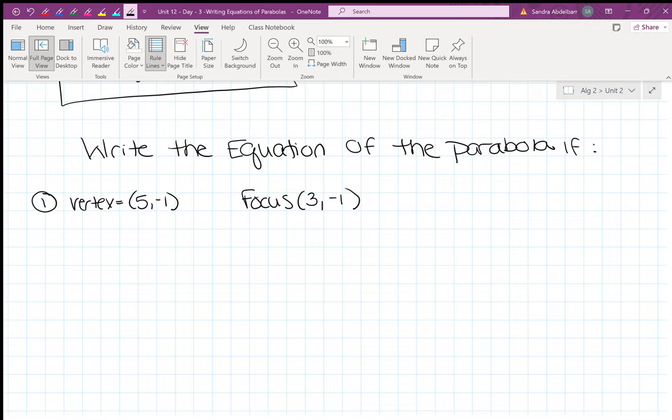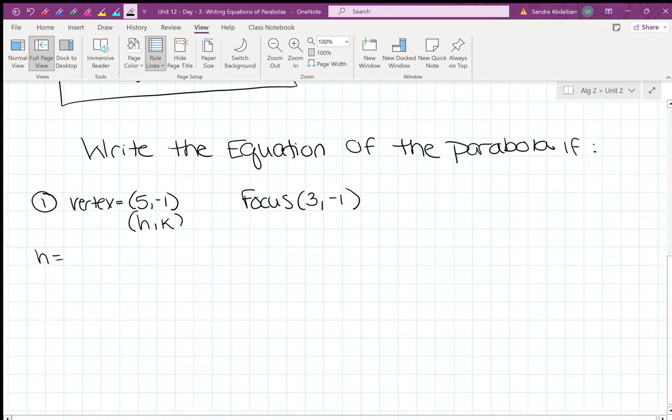All right, guys. As we progress, I'll make things a little bit more complicated. So here, I want the equation of the parabola. I haven't given you a graph. I did tell you the vertex is 5, negative 1. No matter what kind of parabola it is, whether it's a vertical parabola or a horizontal parabola, isn't it always h comma k, no matter what? So we know right off the bat that my h is 5 and my k is negative 1.